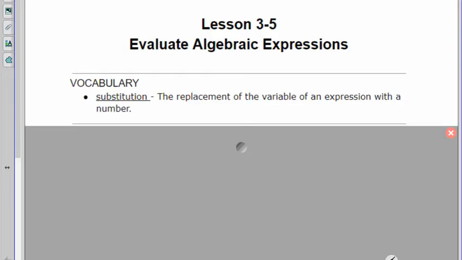Okay, so one little vocab word there, and that is substitution. That's the act of changing the variable to a number. You substitute the number for the variable. You switch them out. So there's your vocab.